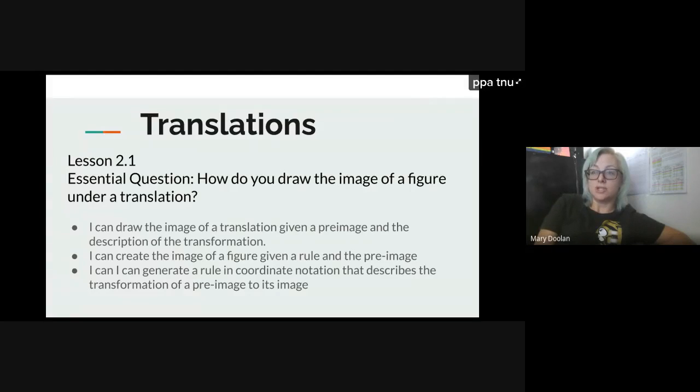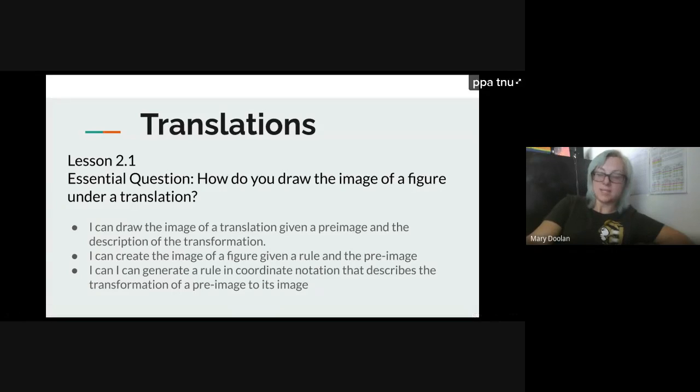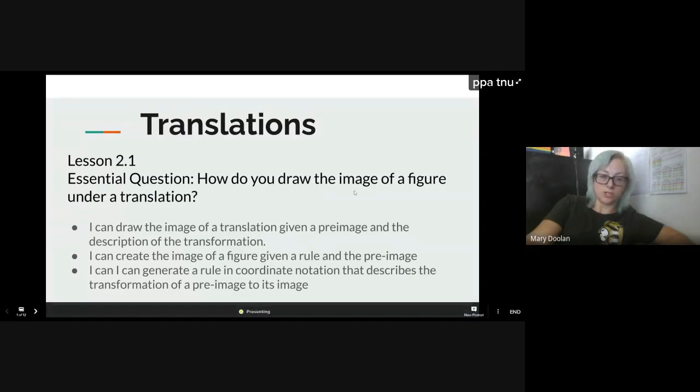I can create the image of a figure given a rule and the pre-image. The pre-image is what you start with. The rule is describing the translation that you're going to be doing today. And I can generate a rule in coordinate notation that describes the transformation of a pre-image to its image. So we're going to look at notation for the x and y coordinates. How do the x coordinates change? How do the y coordinates change depending on how you are translating your image, how you're sliding it from left to right, up and down over the coordinate plane.